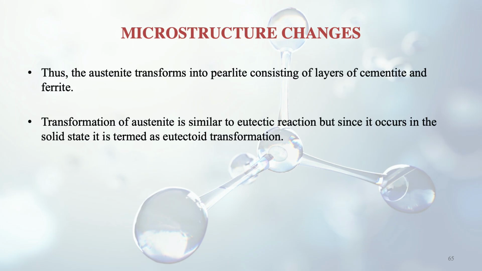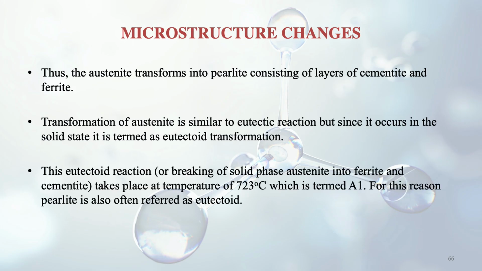Transformation of austenite is similar to the eutectic reaction. Previously in the iron carbon diagram, we studied the eutectic point, which was at about 4.3% carbon. So the transformation is similar to that, but here it is occurring in the solid state. At the eutectoid point, it is occurring in the solid state, so that's why the name is eutectoid. This eutectoid reaction, or breaking of the solid phase austenite into ferrite and cementite, takes place at a temperature of 723 degrees centigrade, which is termed as A1, which was given in the figure. For this reason, pearlite is also often referred to as eutectoid.